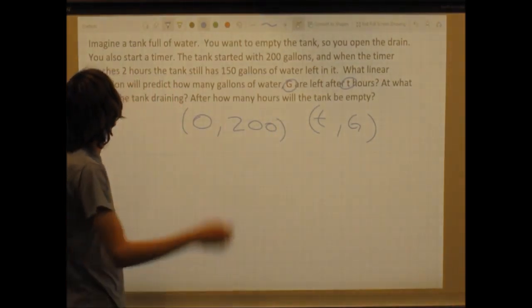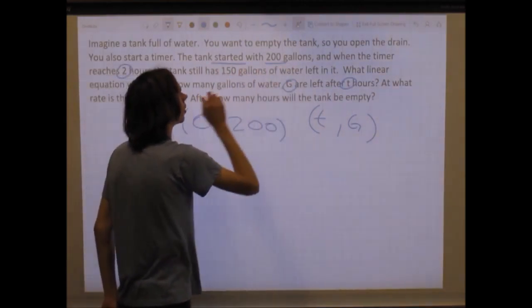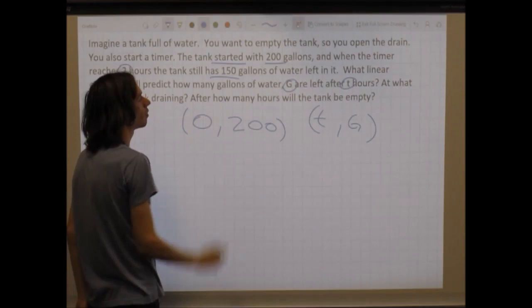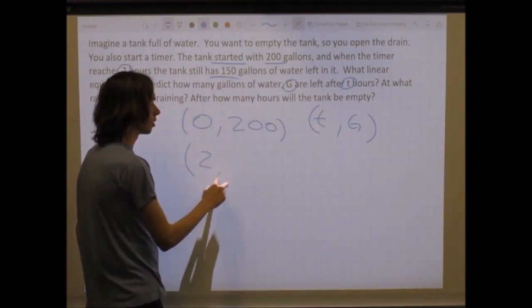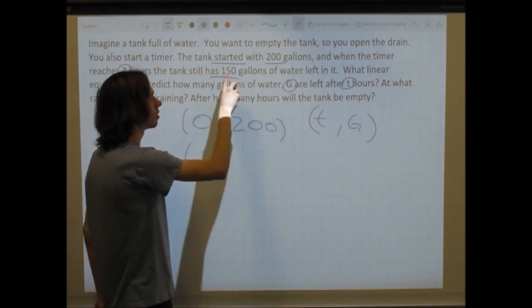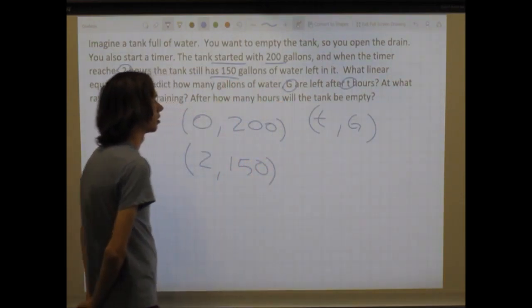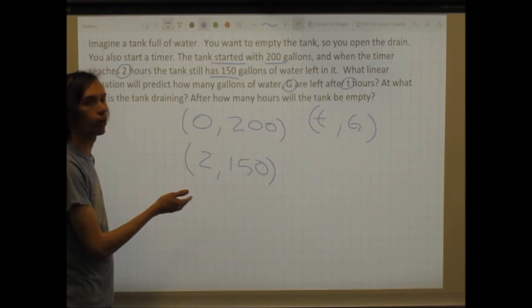Okay, and they also say after 2 hours, so it started with 200, right? They also say after 2 hours, the tank still has 150 gallons. So that's at T equals 2. At T equals 2, your G, gallons, is going to be 150. Okay, cool. So these are 2 points that we're going to work with.